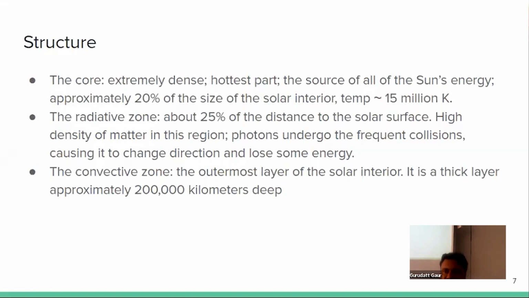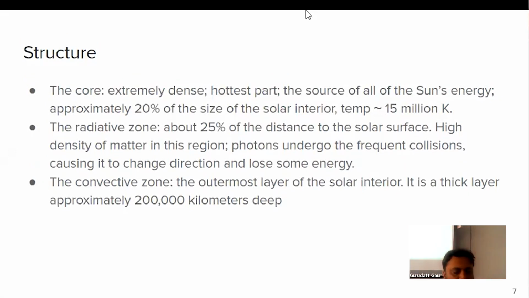Next comes the radiative zone. As the name suggests, some radiative processes might be going on. The radiations are basically all kinds of radiation. We know the electromagnetic radiations. There could be visible photons, infrared, gamma rays, and so on. All kinds of radiations could be there.